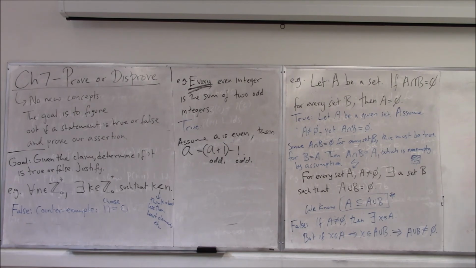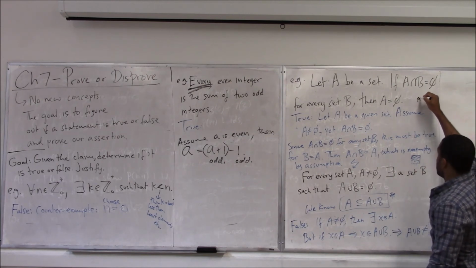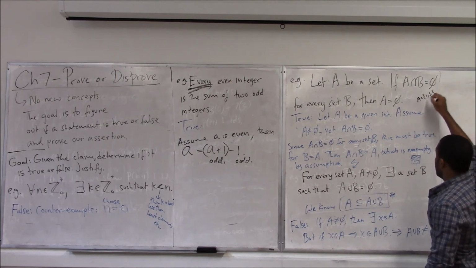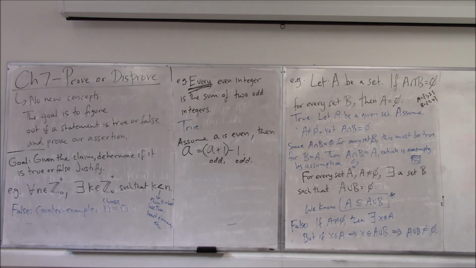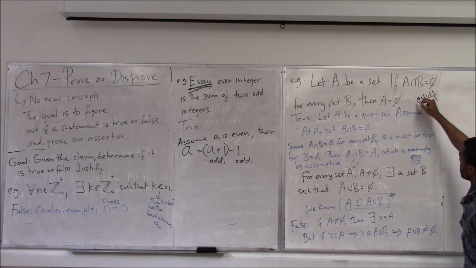What about if I have two finite sets? A is equal to {1, 3}, and B is equal to {2, 4}. Yeah. And then their intersection will be empty, and A is not empty. A is not the empty set.